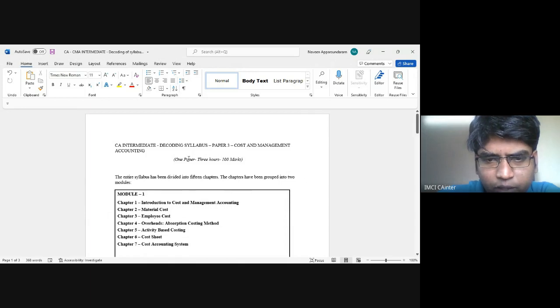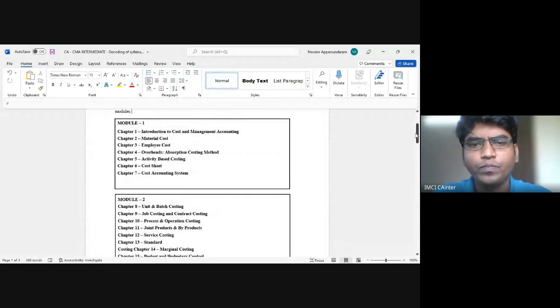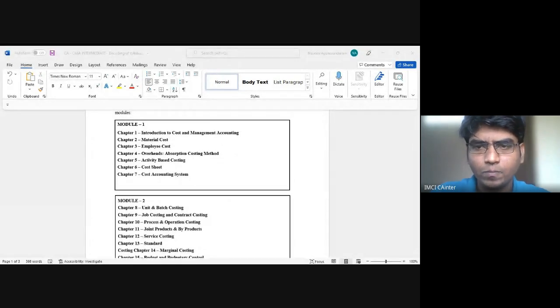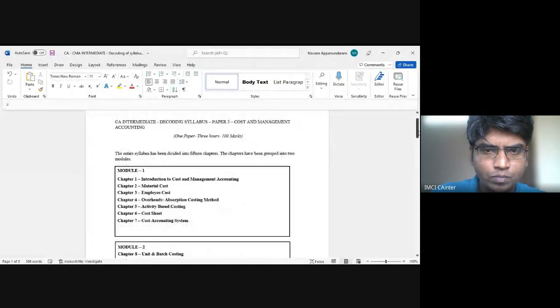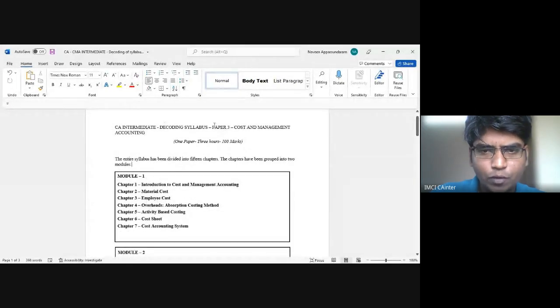The paper is for 3 hours and 100 marks. The entire syllabus is divided into 15 chapters basically. The chapters have been grouped into 2 modules. So for CA Intermediate, it is paper 3, cost and management accounting.